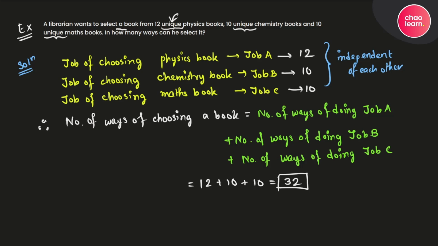The fundamental principle of addition is very handy whenever you have a pretty long and lengthy permutations and combinations problem. That's how we can use the fundamental principle of addition to take the independent cases separately and add up the number of ways to do those jobs to get the total number of ways of doing it. So the jobs need to be independent and we have to do any one of those jobs at a time. That's when we use the fundamental principle of addition.